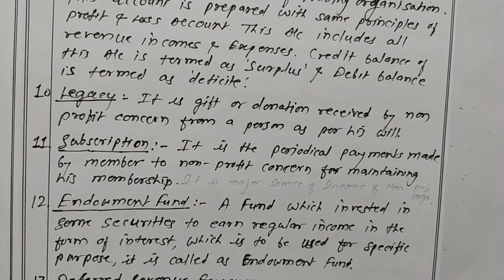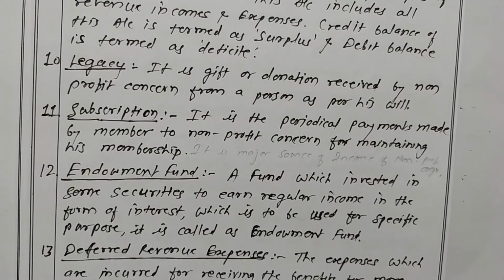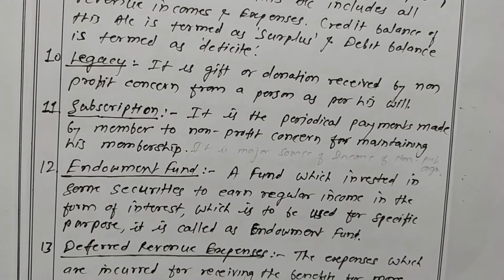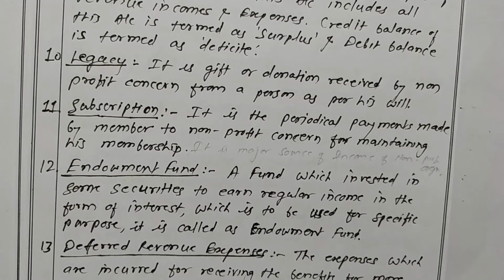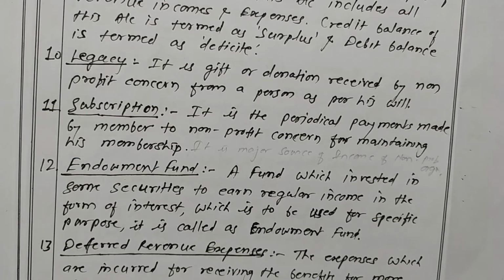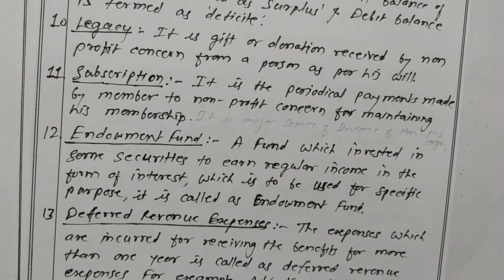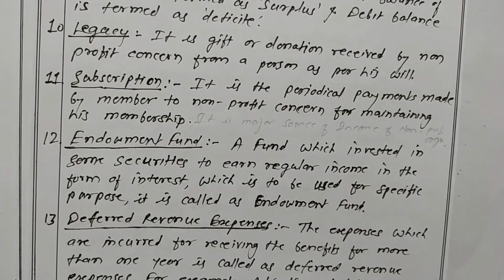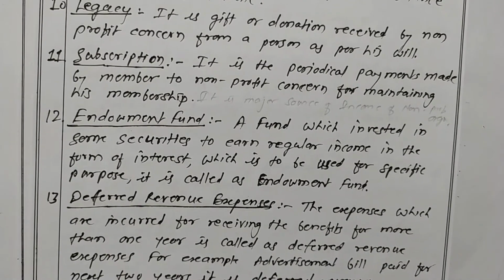What is a subscription? It is the periodical payment made by a member to a non-profit concern for maintaining his membership, called a subscription. Now, what is an endowment fund? A fund which is invested in some securities to earn a regular income in the form of interest, which is to be used for a specific purpose, is called an endowment fund.